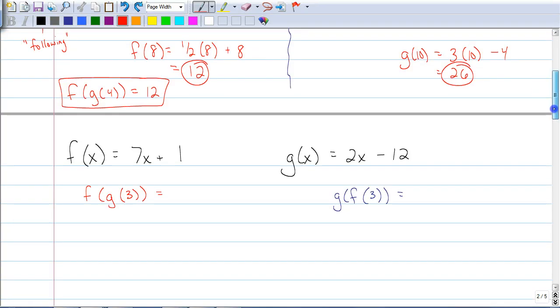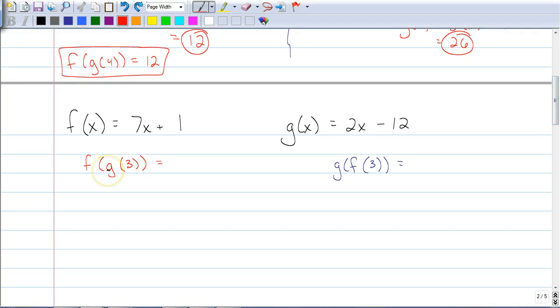So again, what we're going to do is put 3 inside of function g, and take that answer and put it inside of function f. So when I do that, it's going to be, again, put 3 inside of function g. g tells us to take 2 times whatever x is, so this time 2 times 3 minus 12. Well, 2 times 3 is 6, and 6 minus 12 is negative 6.